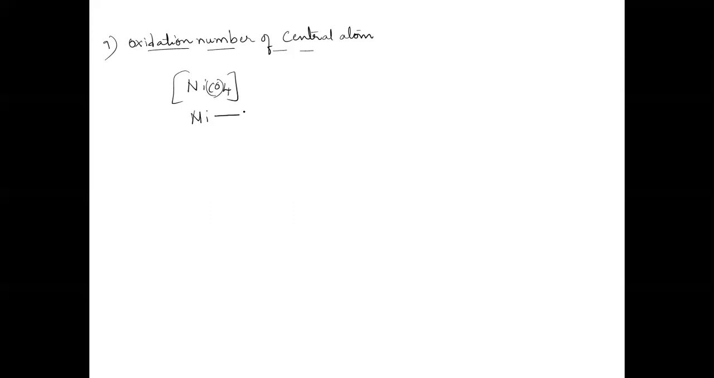This is about the spatial arrangement. And next one is the oxidation number of the central atom. The central atom here will carry some charge. That is the oxidation number of the central metal atom. For example, if I take nickel, what is the charge on this? CO is neutral, so nickel will carry zero charge here.